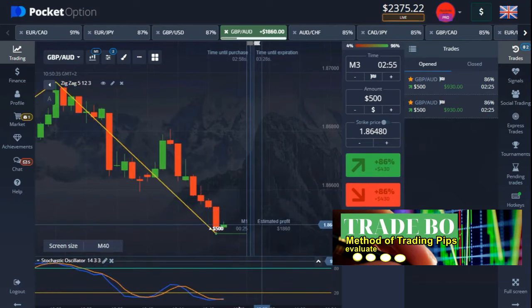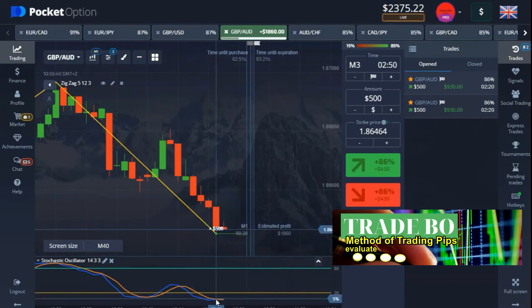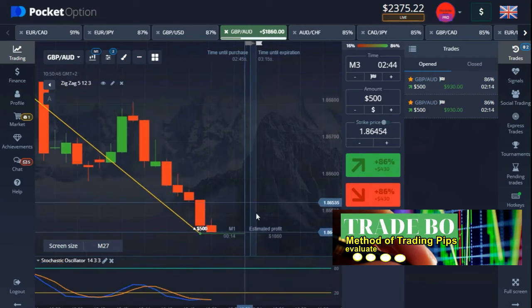As you can see over here, on the stochastic, both lines actually intersect. When it dropped here, both lines intersected at this position. And when that happens, it means that in a couple of moments there'll be a pullback in the market. I mean, a pull up in the market. So that's the reason why I entered this trade for 3 minutes. So guys, let's wait and see.